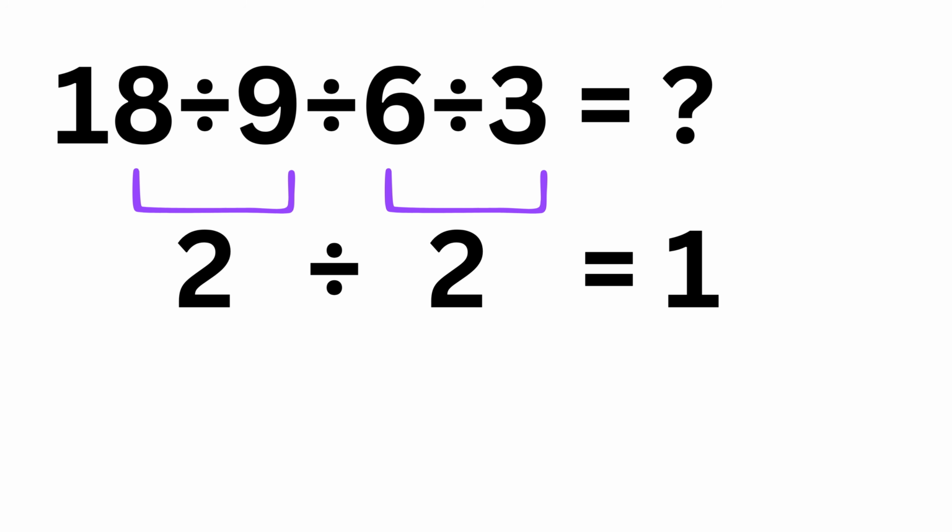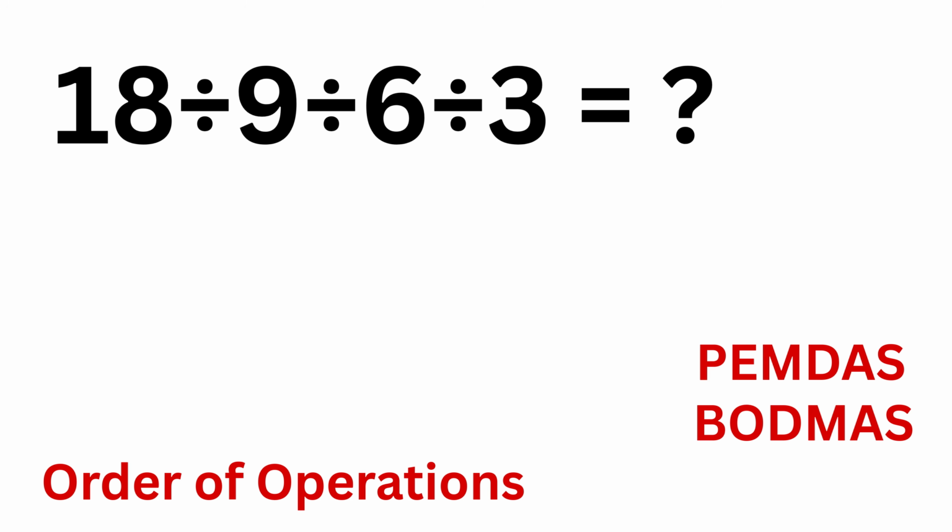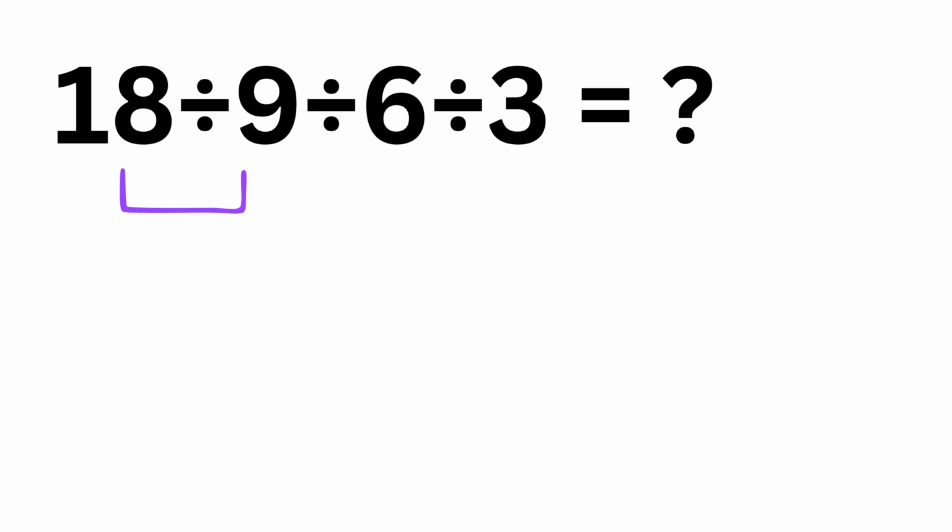But this answer is incorrect because according to the order of operations, when we have more than one division in an expression, we have to work from left to right. So here first we have to do the first division, then the next division, and finally the last division. So the first division of 18 divided by 9 is just 2. So we get 2 divided by 6 and again divided by 3.